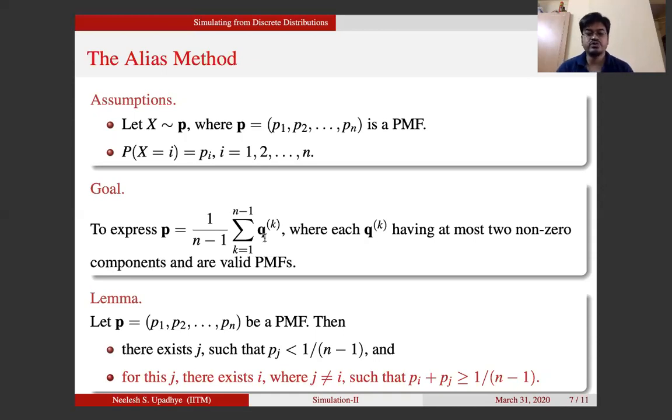And how will I choose these non-zero entries? By using this lemma. For example, I will first figure out what is that j such that pj is less than 1 upon n minus 1. That I will choose as my first point, where I will give the non-zero probability in one of the qi's. And then I will choose the second one such that this pi plus pj is greater than or equal to 1 upon n minus 1. Let us do it in that example.